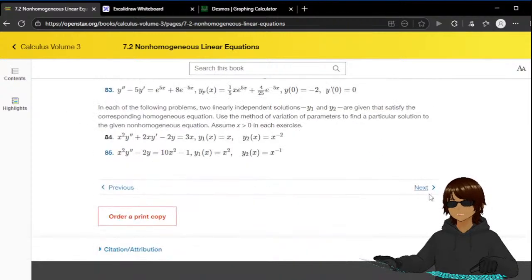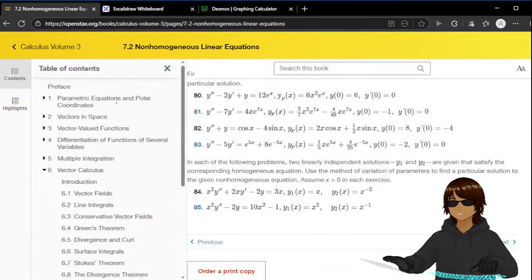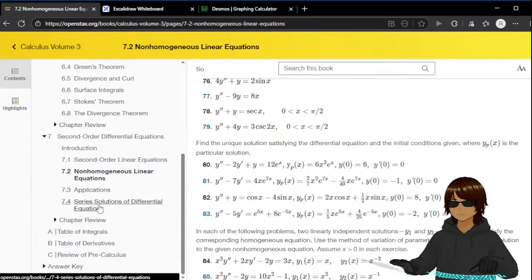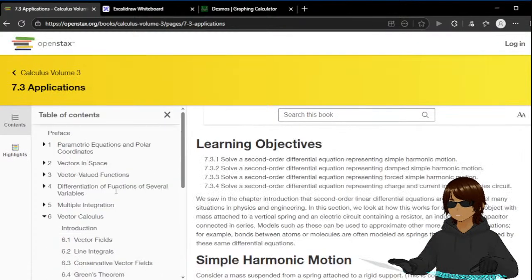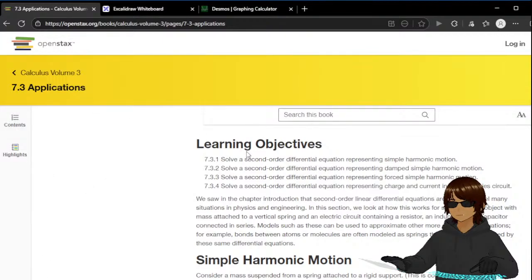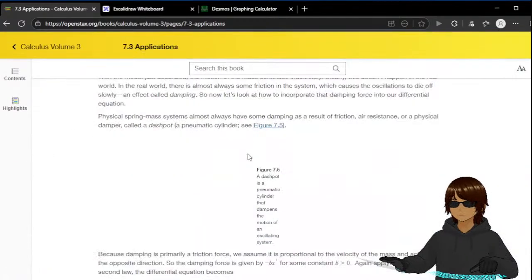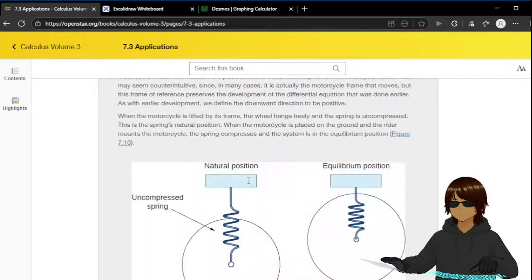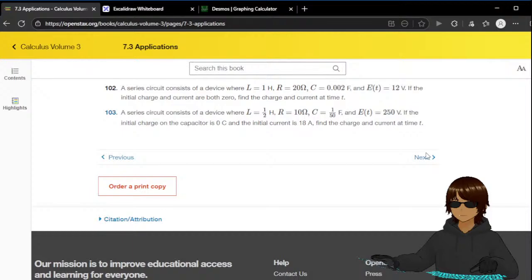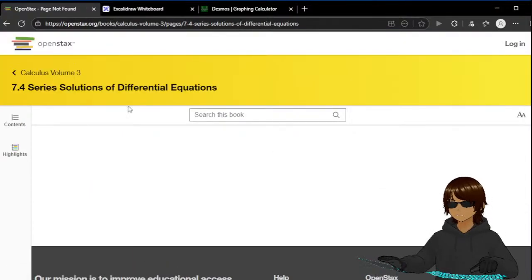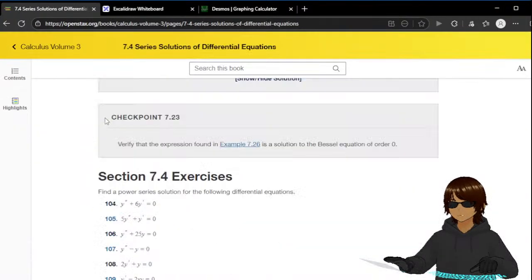So okay, what's the next chapter? The next chapter, I will do it in the next stream. It's about applications and series solutions to differential equations. How long is this? Application. Okay, I'm going to rush through this topic because right now I'm not concerned about applications. That's when I will do physics, and series solutions.